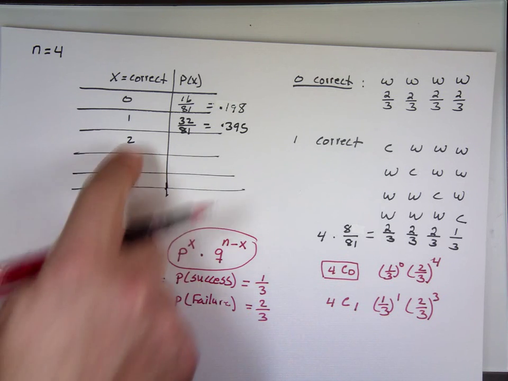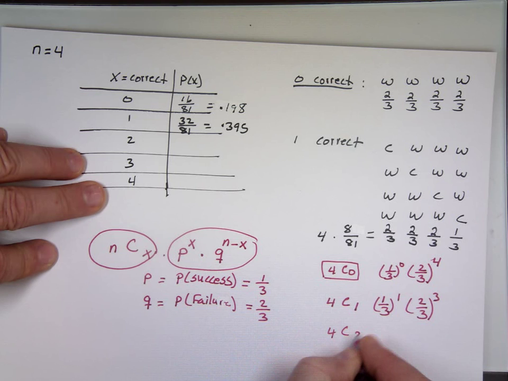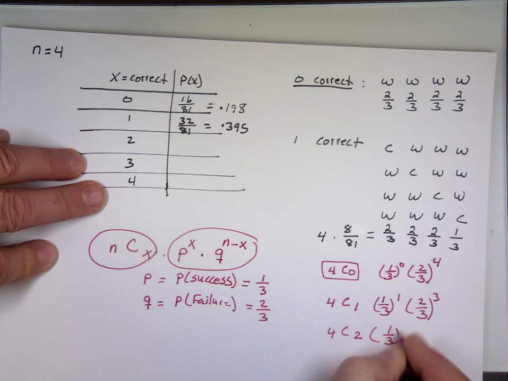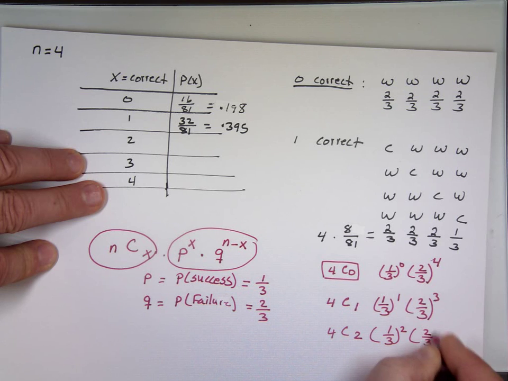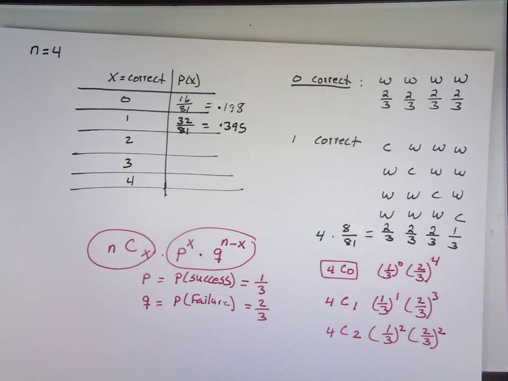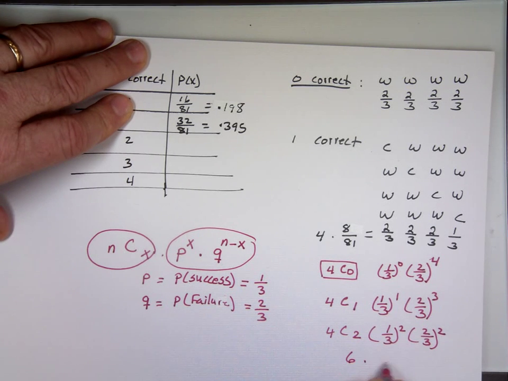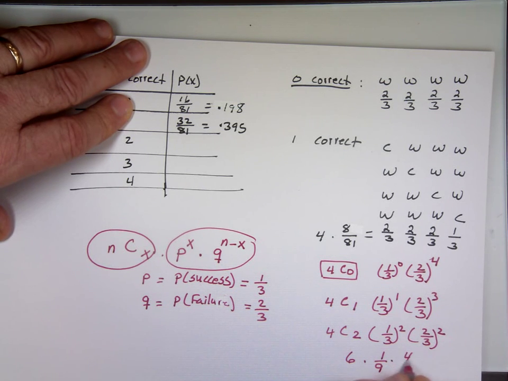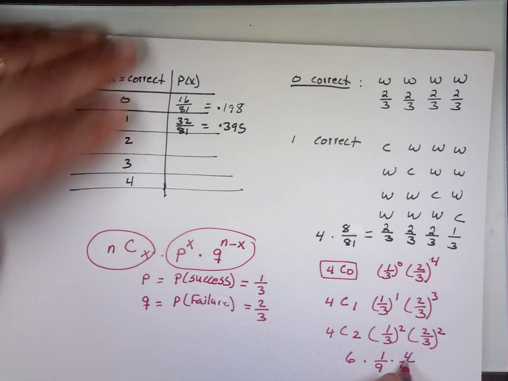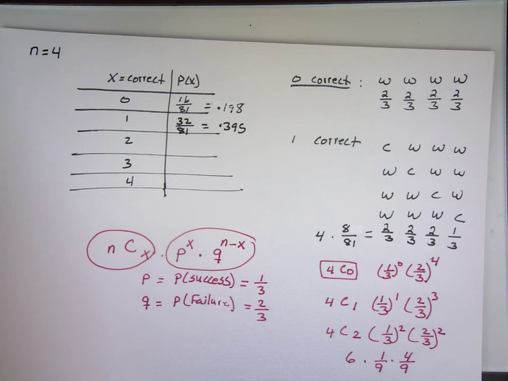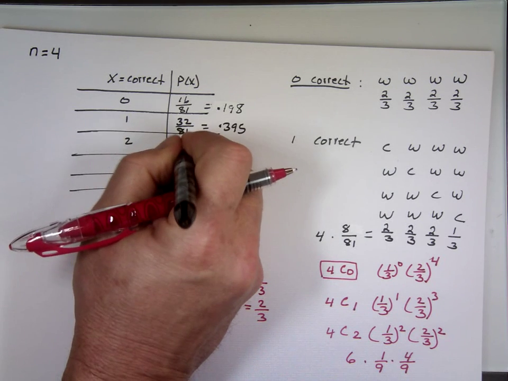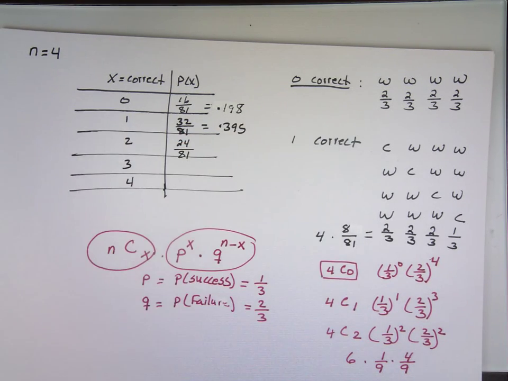So to get the answer for the next one is 4C2, 1/3 squared, 2/3 squared. 4C2, isn't that a 6? 1/3 squared, that's 1/9. 2/3 when you square it, that's 4/9. 6 times 4 is what? 24? And if you want to divide them, 24 divided by 81, .296.